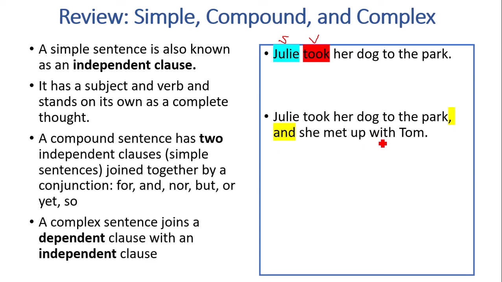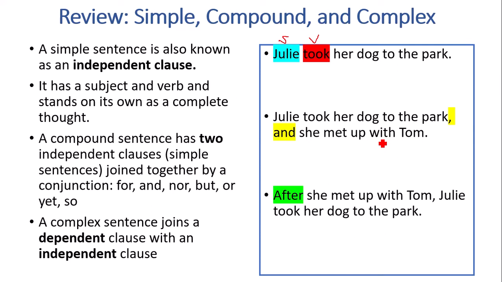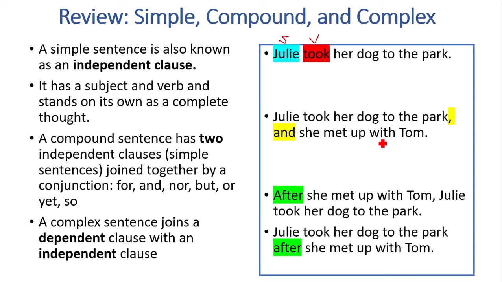A complex sentence joins a dependent clause with an independent clause. So we talked about this before. Dependent clauses have a different type of conjunction at the beginning. You have a list of those, and they don't stand by themselves as a complete thought. So they have to be joined together with an independent clause. After she met up with Tom, comma, Julie took her dog to the park, or Julie took her dog to the park after she met up with Tom.